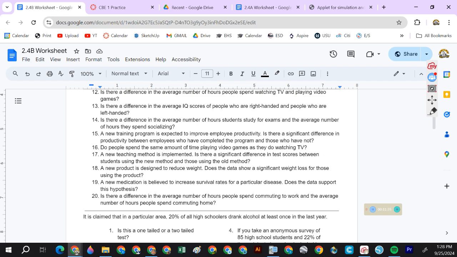17. A new teaching method is implemented. Is there a significant difference in test scores between students using the new method and those using the old method?